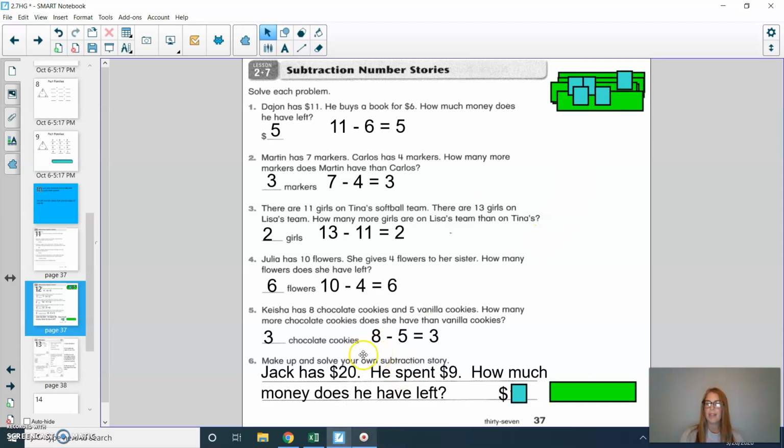Now hopefully you made up your own subtraction number story. If you chose mine, that's okay too. But my subtraction story I picked was Jack has $20. He spent $9. How much money does he have left? For my number model, I did 20 minus 9 equals 11. So my answer is $11. Second graders will work more on subtraction number stories in future lessons.